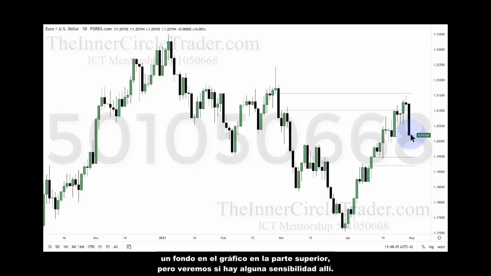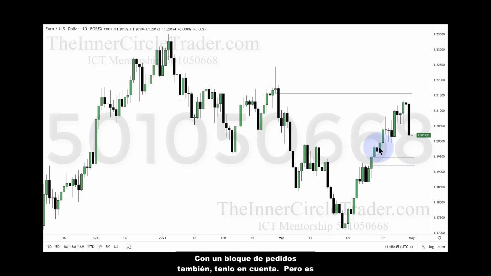Again, I'm not trying to pick a bottom, I'm not trying to pick a top, but we'll see if there's any sensitivity there. Should it continue lower, we have this fair value gap in here, sell side liquidity there, and then that old bullish order block there. Also, breaker. So there's a lot of things in here to look for in terms of downside objectives, short-term sell side liquidity pool here within order block as well.